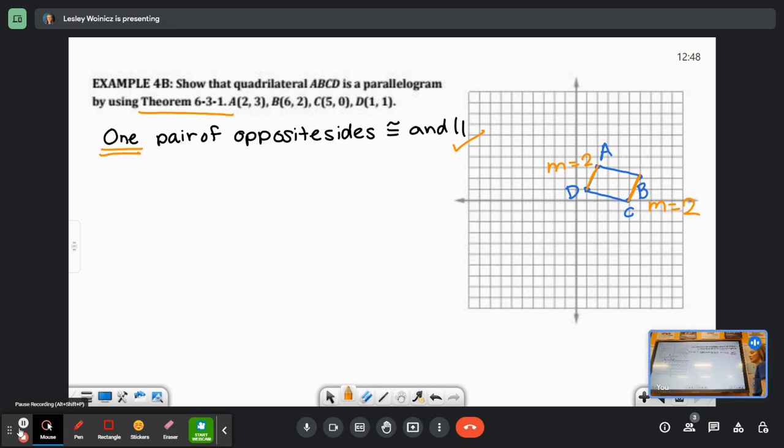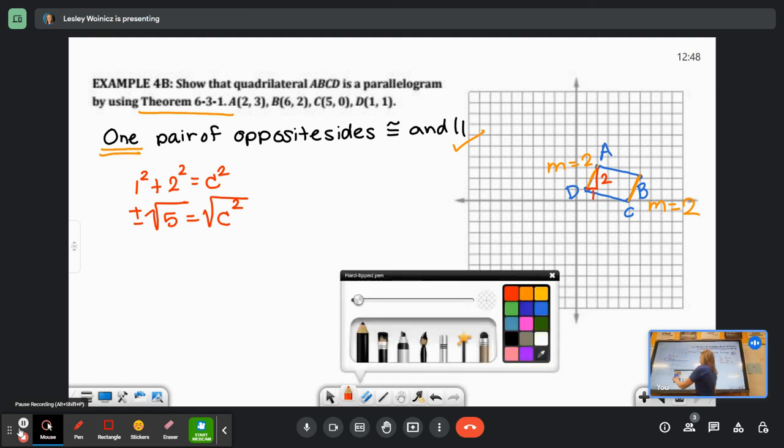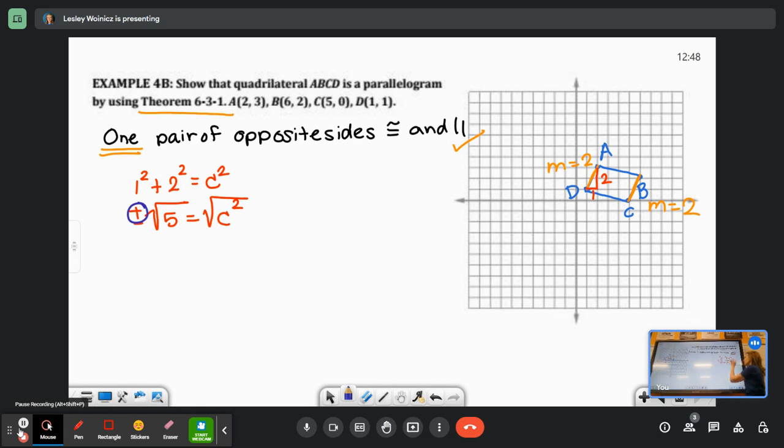Now we have to show that those sides are congruent. So we're going to make our little baby right triangle like we did yesterday. It has a leg of 1 and another of 2. So we can do 1 squared plus 2 squared equals c squared. 1 squared is 1, 2 squared is 4. So I get 5 is our c squared. Then I have to take the square root, 2 solutions, 1 positive, 1 negative. Do I want the negative one? No, I only want the positive one because we're talking about a length. So my c is root 5.